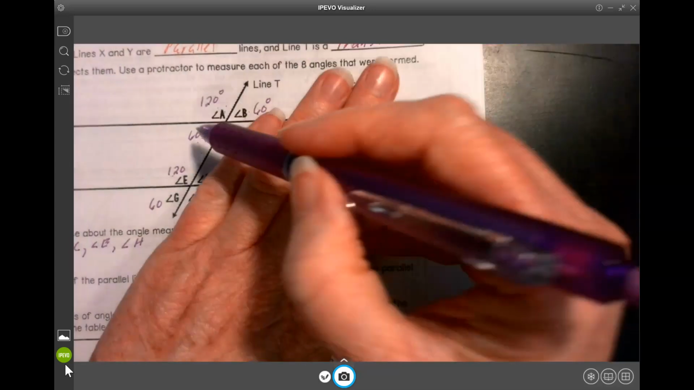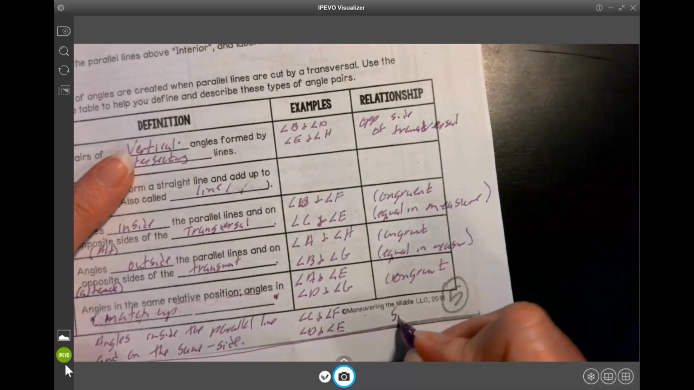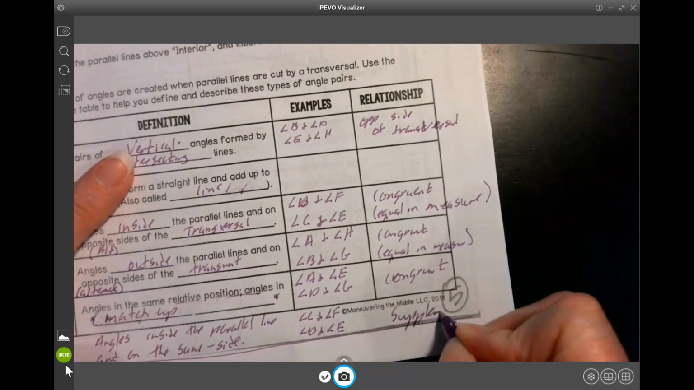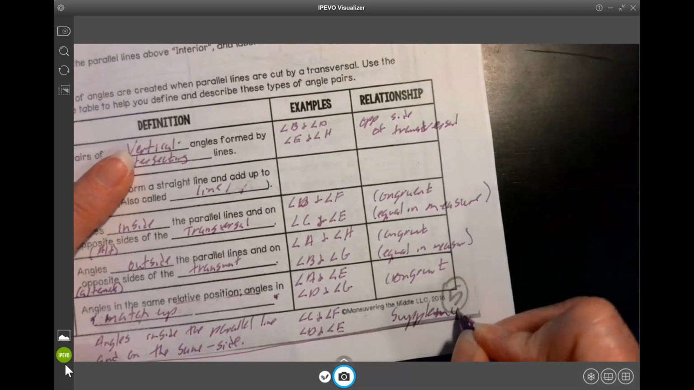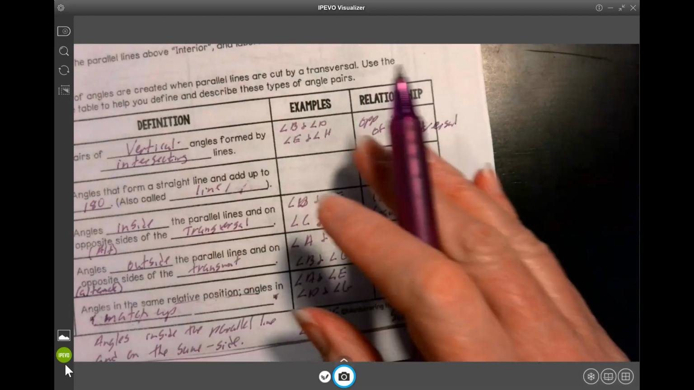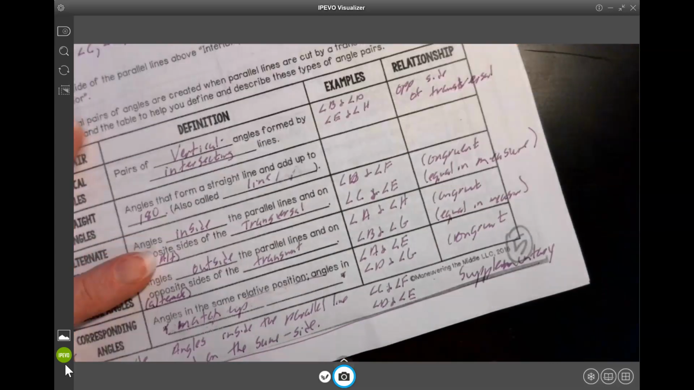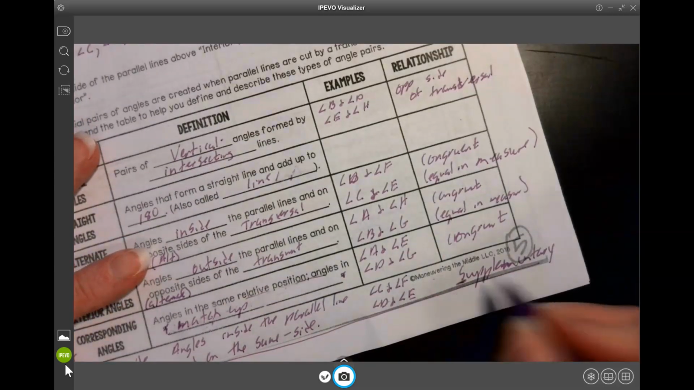Okay, now look at those. Look at D and E. If I add those together, what do I get? I get 180 degrees. These are going to be supplementary. So they add to 180. Now, along with same side interior, we have same side exterior. So, look at this. Same side supplementary.